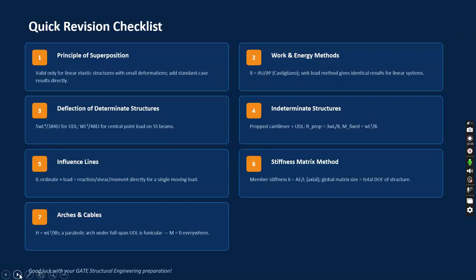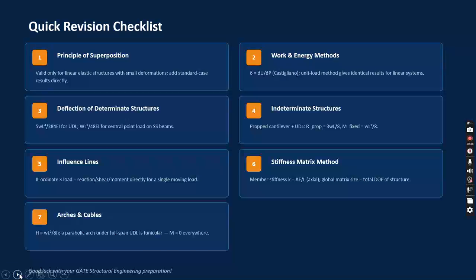For work and energy, delta is given by differentiation of U by differentiation of P. And for indeterminate structures, propped cantilever plus UDL gives 3WL by 8, and the moment is given by WL square by 8. In the stiffness matrix method, member stiffness K is given by AE by L. And for arch and cable, the horizontal thrust can be calculated using the formula WL square by 8H.